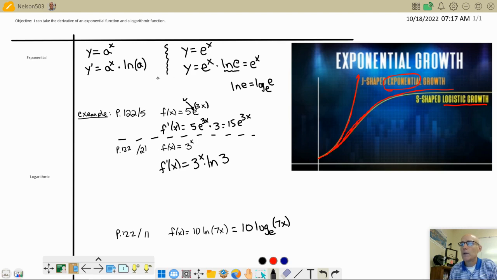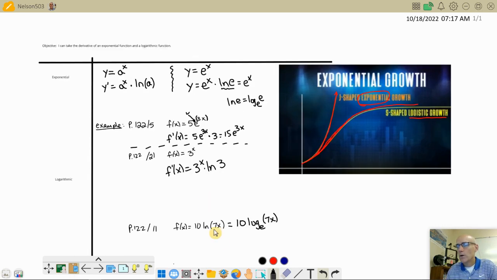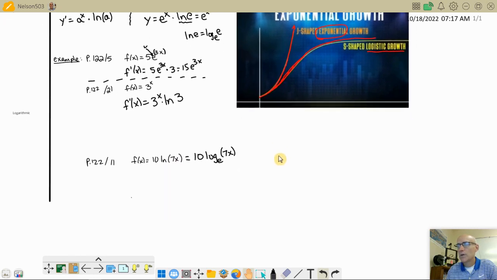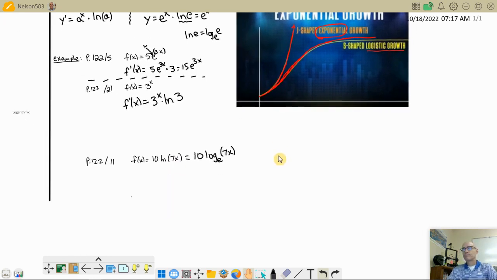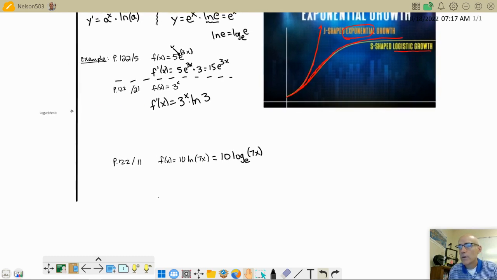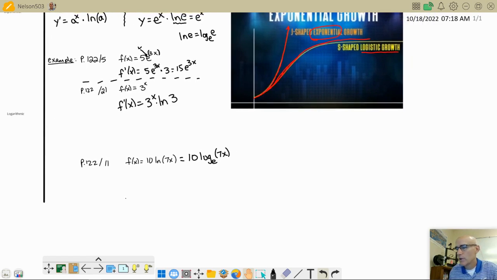Those are exponential functions: here's one where the base is not e, here's the one where the base is e. How do we deal with logarithmic functions? How do we take the derivative of a logarithmic function? Okay, well, let's think about that for a second, and let's start with y. Let me draw a little line here, because I am talking now about logarithmic functions.